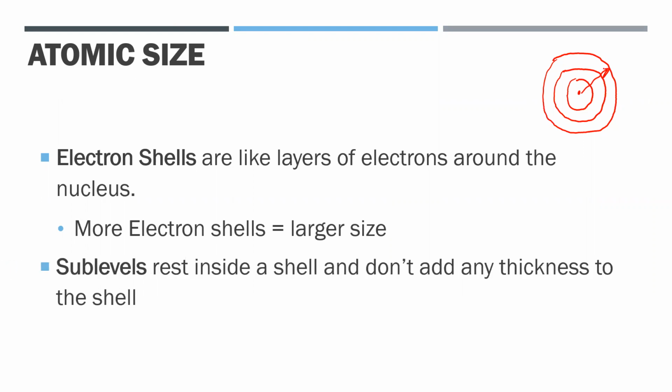Sublevels, so the S, the P, the D, and the F that fit in these energy levels or these shells, don't really add any thickness to the shell because they're fitting inside of vacant space. Again, those sublevels, these orbitals that we discussed, are just probability maps, so empty space that the electrons are occupying.